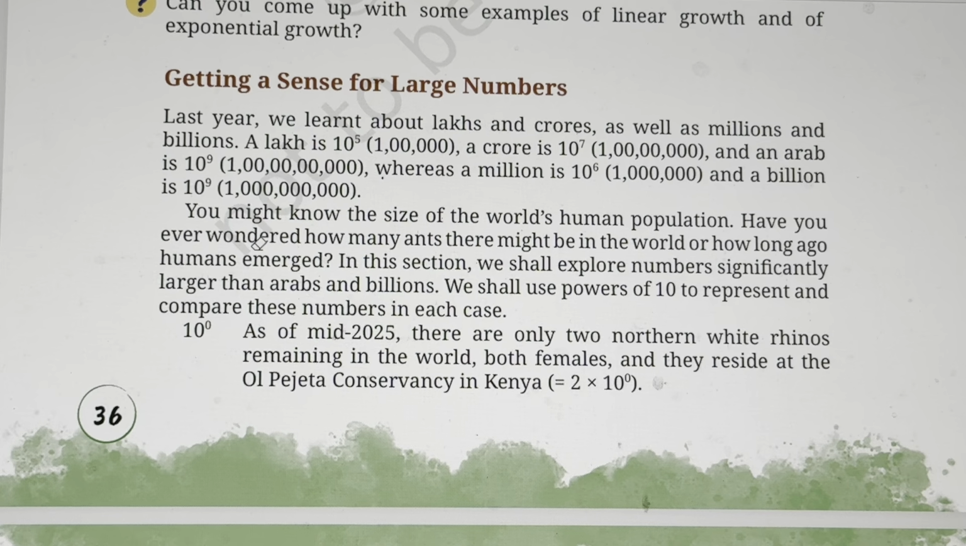Last year we learned about lakhs and crores in the Indian system, as well as millions and billions in the international system. 1 lakh is 10 raised to 5, it has 5 zeros. 1 crore means 10 raised to 7, that is 7 zeros. And Arab is 10 raised to 9, it has 9 zeros. Whereas in the international system, million is 10 raised to 6, and billion is 10 raised to 9. Now just observe the difference between the Indian and international systems, though we have learned it earlier also.